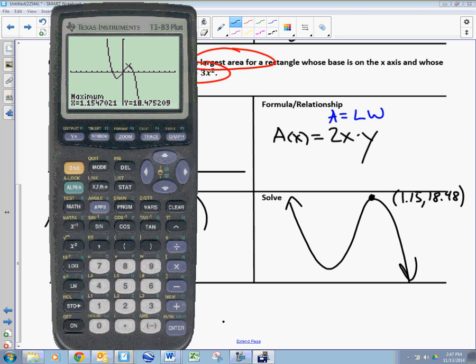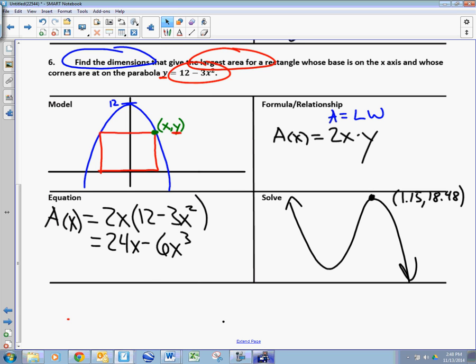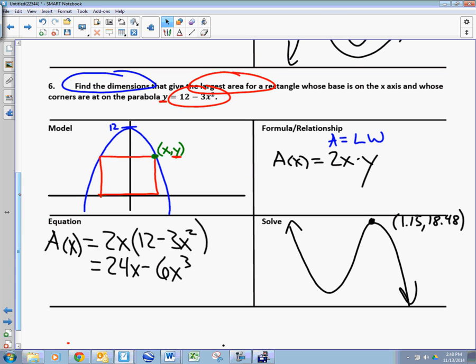What does that mean? Not the dimensions. 1.15 is simply x. You guys told me that the length was 2x. So if x is 1.15, what is the entire length going to be? 2.3. Because x is how far you are right here, you have to double it because you guys told me that the length is 2 times whatever x is.